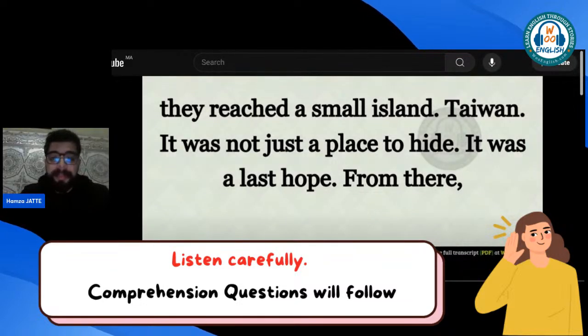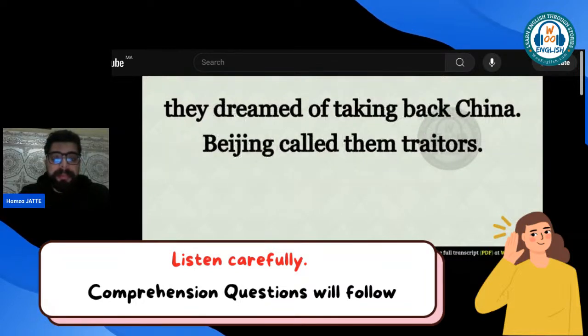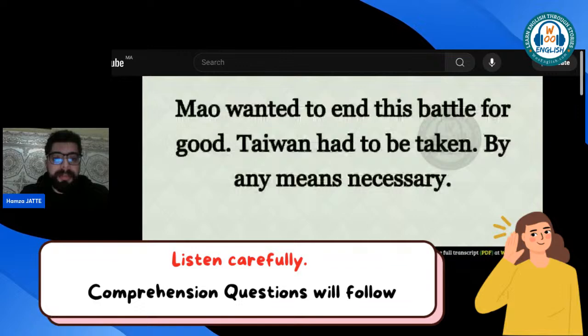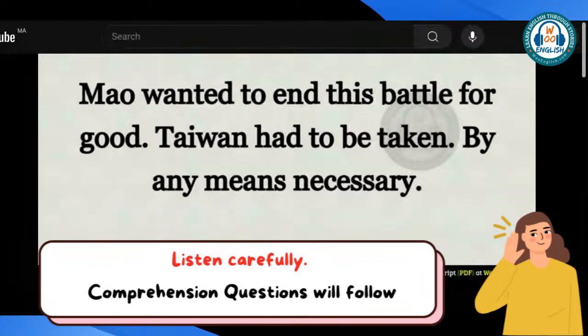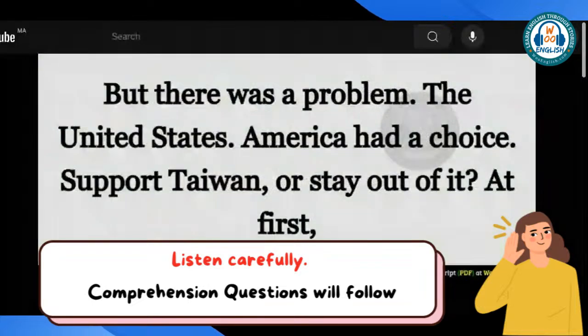It was not just a place to hide, it was a last hope. From there, they dreamed of taking back China. Beijing called them traitors. Mao wanted to end this battle for good. Taiwan had to be taken by any means necessary. But there was a problem. The United States.